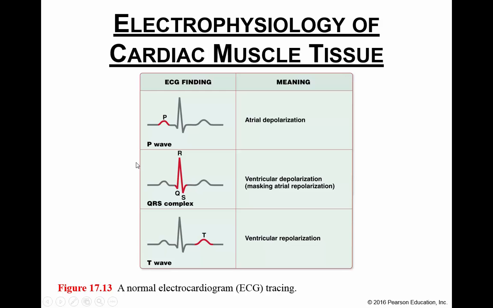You can see here, here's the P when the atria depolarize, and then Q, R, S, that's when the ventricles depolarize, but notice over here it tells us it masks the repolarization of the atria. So the atria depolarize here and they repolarize here, but we don't see the repolarization of the atria. And then after the QRS, you have this little deflection, the T wave, where the ventricles repolarize.